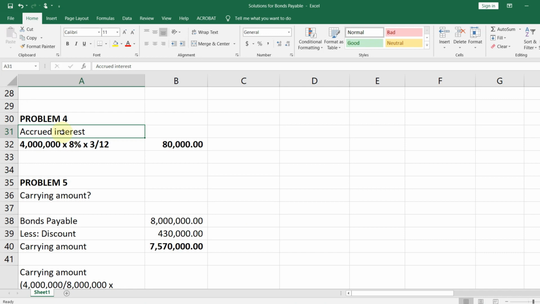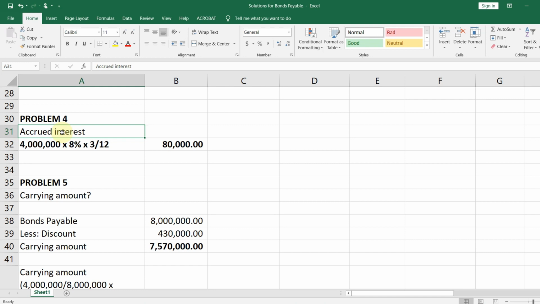So, ang problem tells you na nag-issue ka daw ng 4 million at 8% 10-year bond, okay? Na ang date niya is October 1. Okay, interest is paid April 1 and October 1. Ang tanong is magkano daw yung accrued interest payable nung December 31, 2020. Okay, you be reminded na ang interest period ay April 1, October 1.